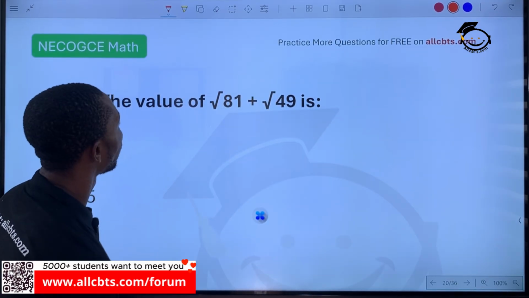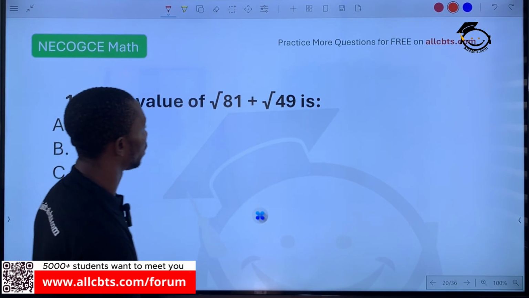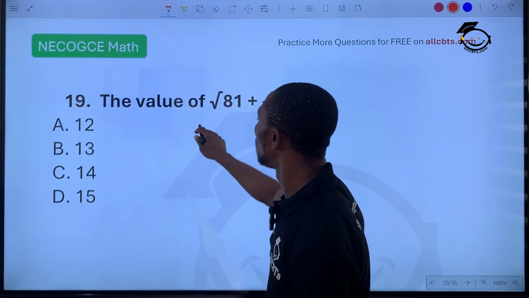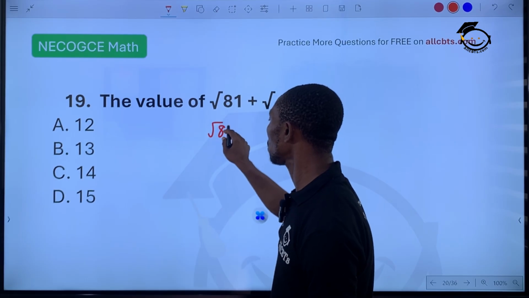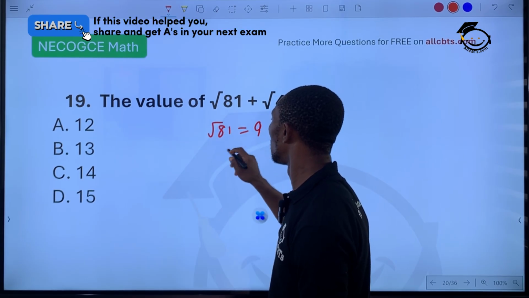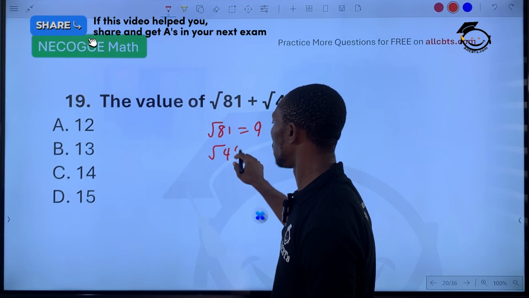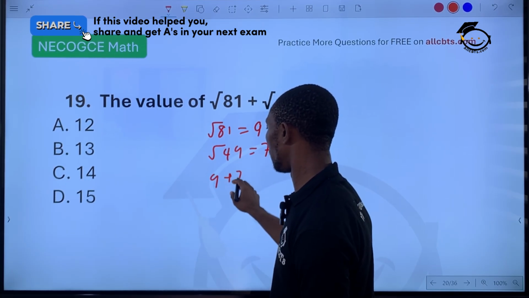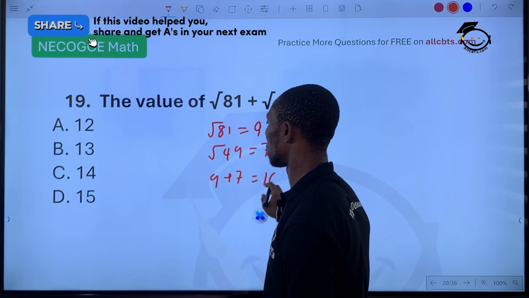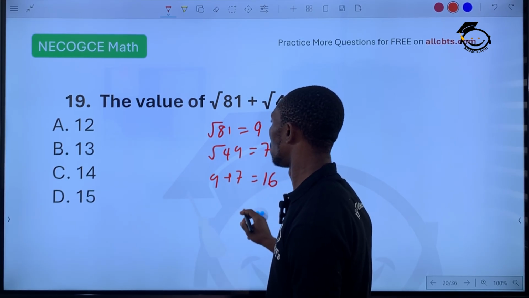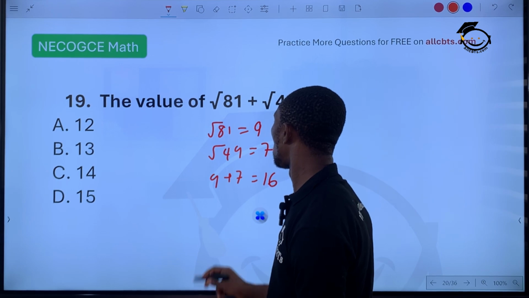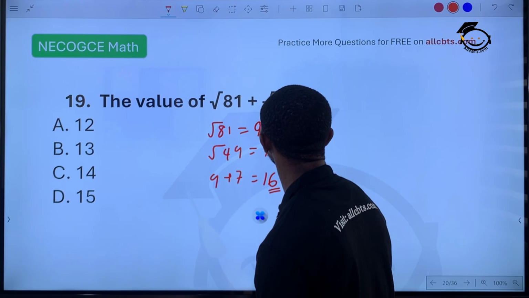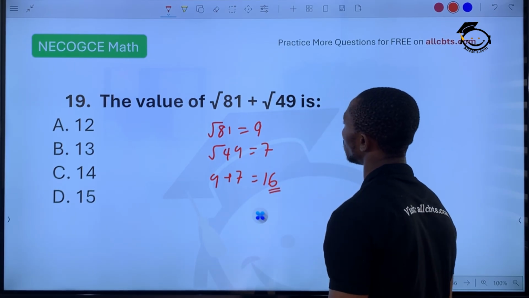The value of root 81 plus root 49 is, now what is root 81? We know that root 81 equals 9 and root 49 equals 7. So this becomes 9 plus 7, which gives us 16. So our answer will be 16.